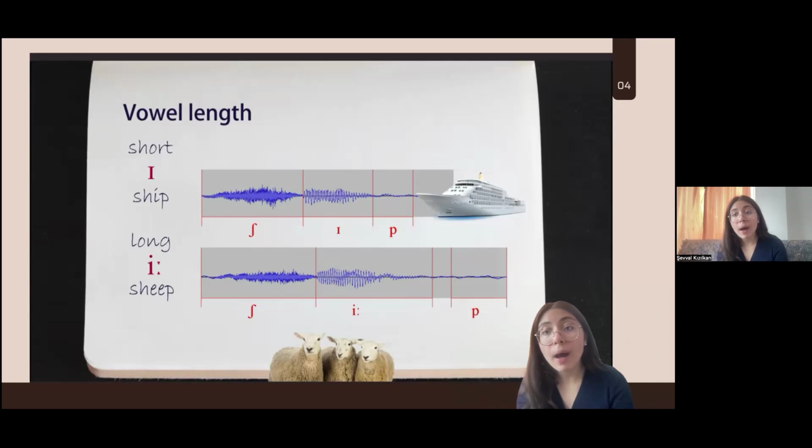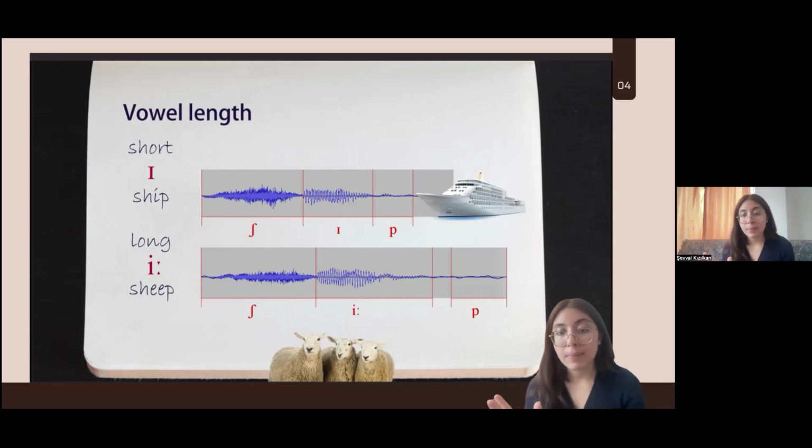Now we're going to talk about vowel length. We have two types of vowel lengths, short and long vowels. For example, we say ship. It's short and simple, like ship. But the long one is sheep.